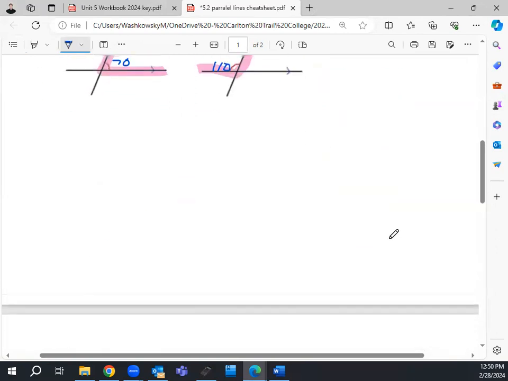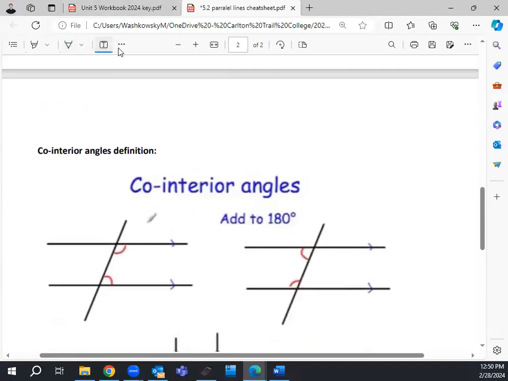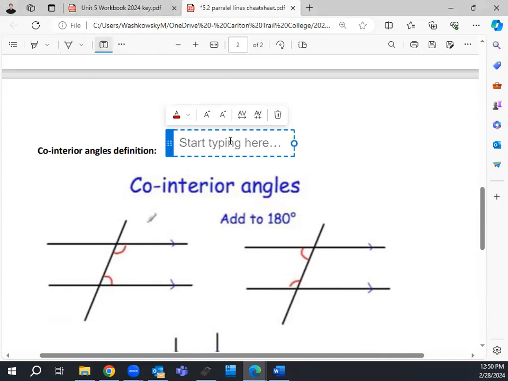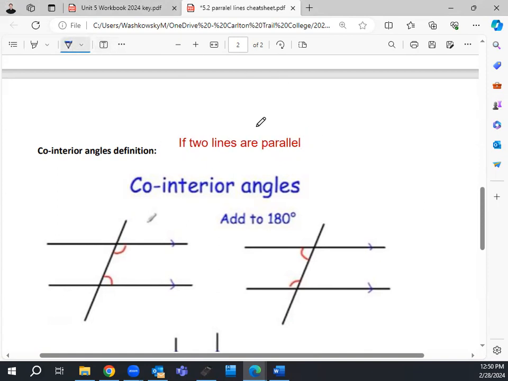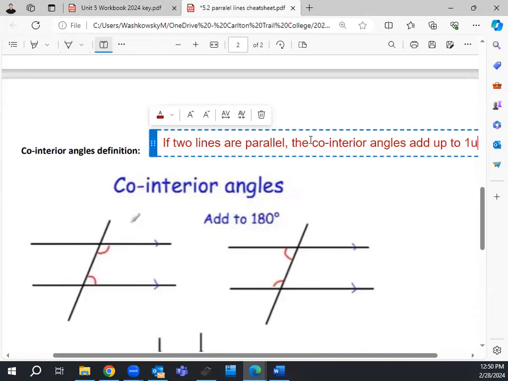We also have co-interior angles. And these interior angles are for when two lines are parallel. And a parallel line means that it's never going to touch, right? If you think about parallel lines, think about the yellow stripes on a highway. They always stay an equal distance away from each other. They'll never touch no matter how far you drive. So if two lines are parallel, we call them co-interior angles, and they add up to 180 degrees.